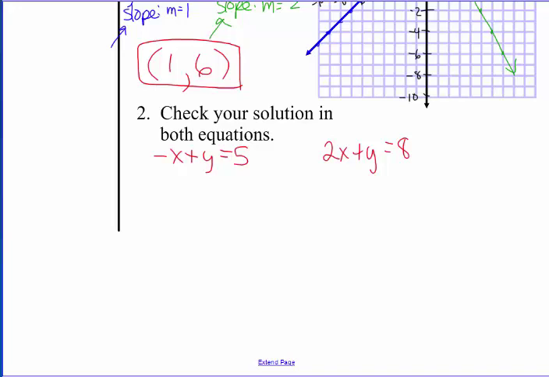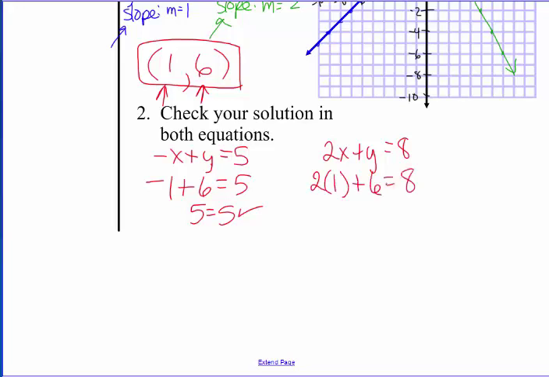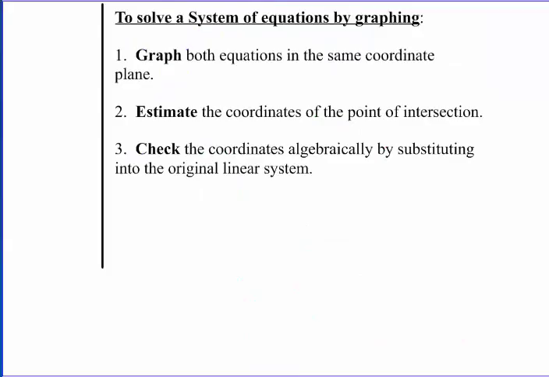Okay? So plug in the x value. So there's my x value. So negative 1 plus the y value. Here's my y value. 6 equals 5. Negative 1 plus 6 is 5. So it works in that one. Now we got to make sure that it works in the other one. 2 times x. X is 1. Y is 6. 2 times 1 is 2. 2 plus 6 is 8. 8 equals 8. Yes, it does. So it does work in both equations. That is my solution.